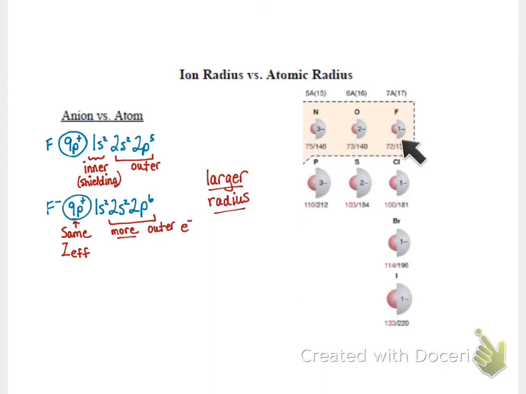Let's look at fluorine. Fluorine on the left is the red neutral fluorine, and then on the right is the -1 anion fluorine, and you can see that it goes from 72 to 133. So not quite twice as big, but close to twice as big. It's definitely quite a bit bigger when you make the anion. So the cation gets smaller and the anion gets bigger.